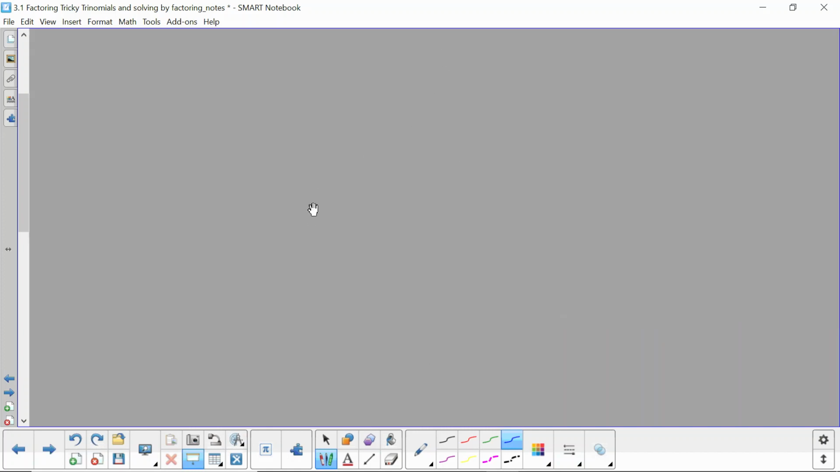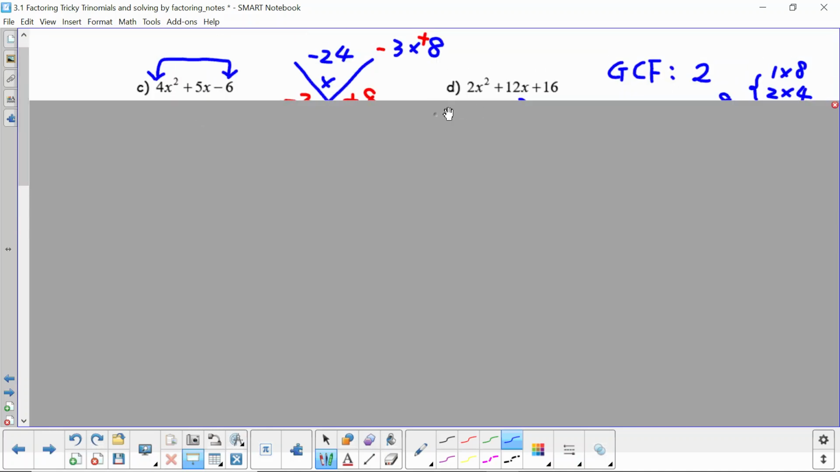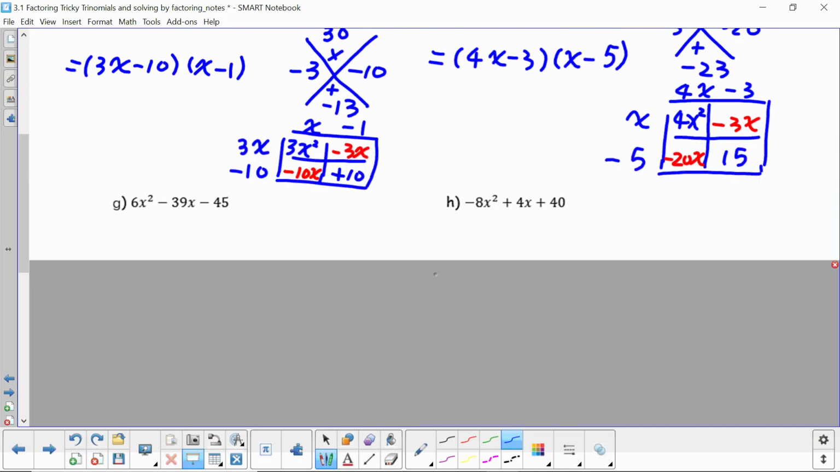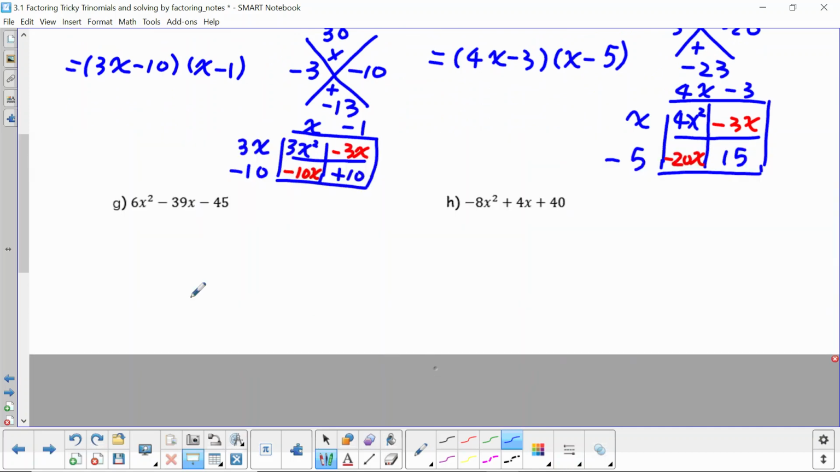And for the last two, I want to show you another method that is called the Australian method. Still we need to find the two numbers. Okay, 6 times negative 45 gives you negative 270. Then added together is negative 39. And you will find out 6 plus negative 45 gives you negative 39. So it's 6 and negative 45.